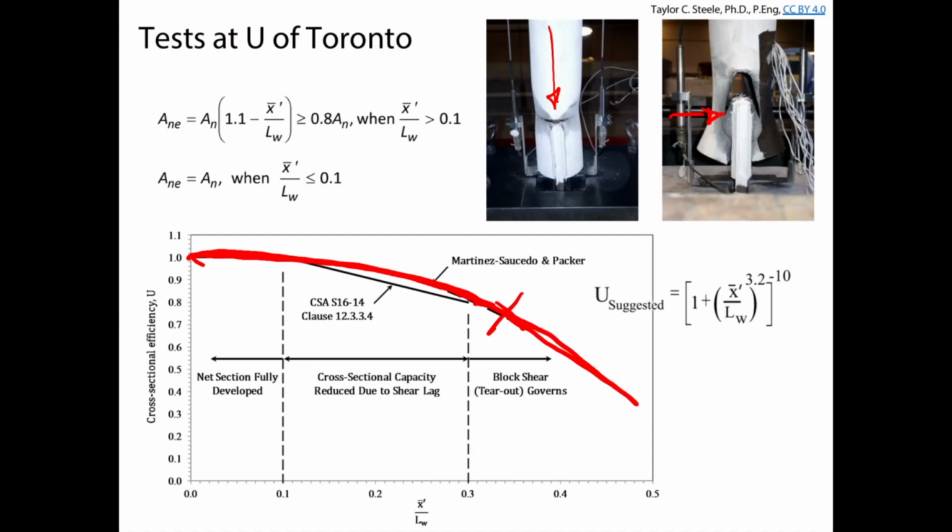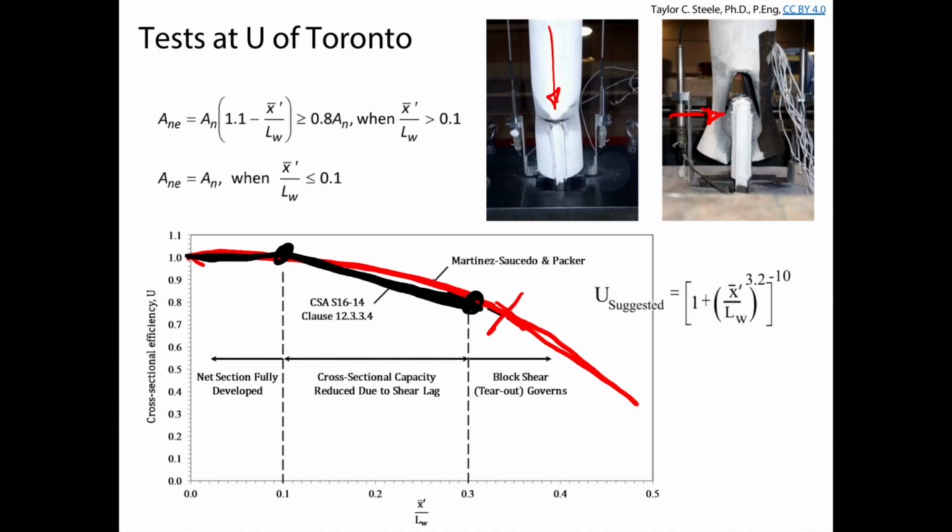What S16 loves to do is they love to take things that are curved and make them straight lines, because it's easier to deal with straight lines, right? And so instead of dealing with that curve, we basically say, well, as long as x bar over L is less than 0.1, we get all of the cross-sectional area effective. Shear lag factor is 1.